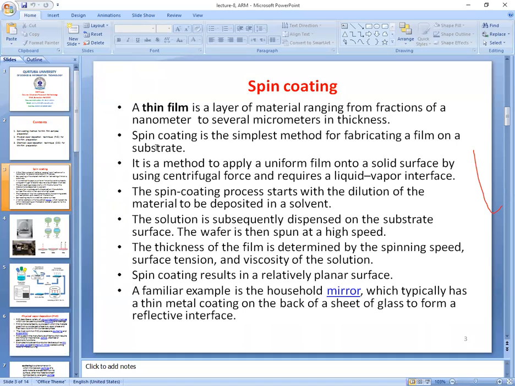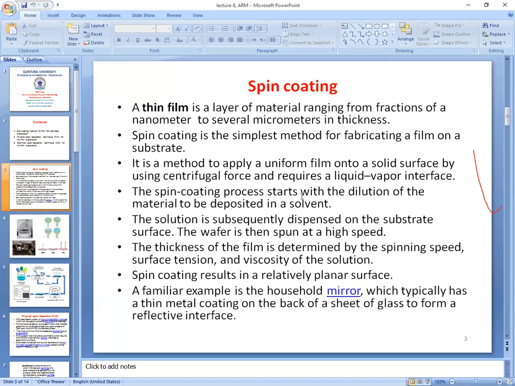A thin film, basically, before coating, we should understand what a film is, what a thin film is. A thin film is a layer of material ranging from a fraction of a nanometer to several micrometers in thickness. Spin coating is the simplest method for fabricating a film on a substrate. It is a method to apply a uniform film onto a solid surface by using centrifugal force and requires a liquid vapor interface.